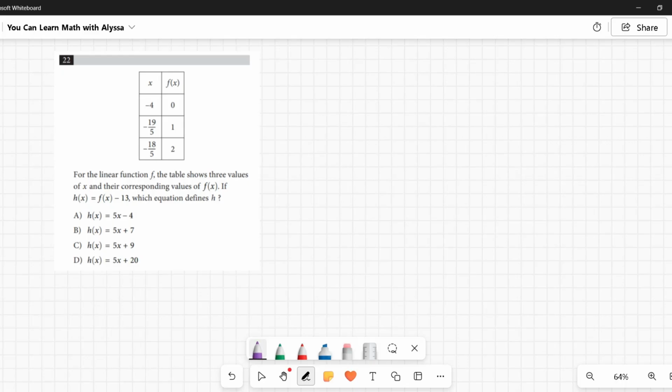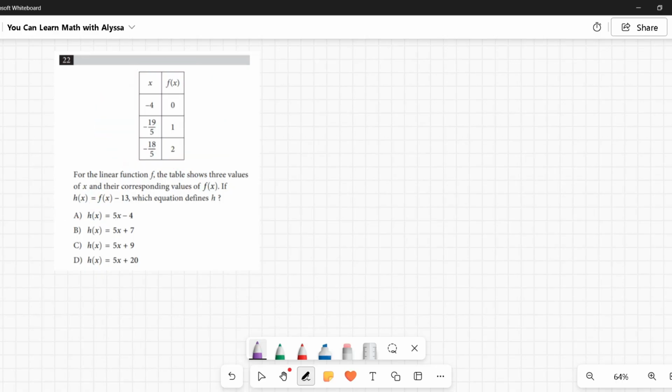Now this particular problem that we have here, we are given two functions. We have f of x and we have h of x. So for f of x, that's this table. h of x is this minus 13. Now there's two ways we can go about it. We can either figure out what the equation of f of x would be, and then plug it in here, subtract 13, combine any like terms if there are, and see which of these we get. We also can change this table to represent h of x. So I'm going to show you both ways.